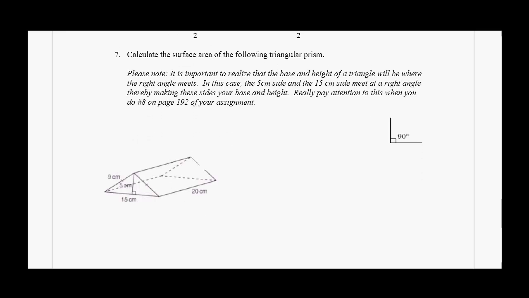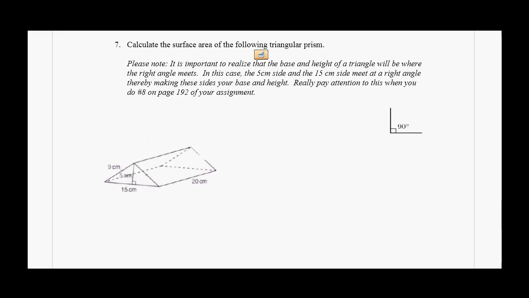Let's apply that to question number 7. Question number 7 asks us to calculate the surface area of the following triangular prism. Please note, it is important to realize that the base and height of a triangle will be where the right angle meets. In this case, the 5 centimeter side and the 15 centimeter side meet at a right angle, thereby making these sides your base and height. Really pay attention to this when you do number 8 on page 192 of your assignment.